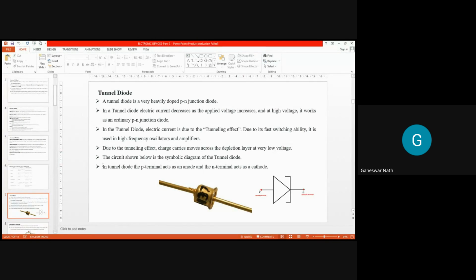Okay, in the circuit shown below is the symbolic diagram of a tunnel diode. This is the symbolic representation of a tunnel diode. If you can see, this is not present in the other diodes, but it is present in the tunnel diode here. In a tunnel diode, the P terminal acts as the anode and the N terminal acts as the cathode, as usual.